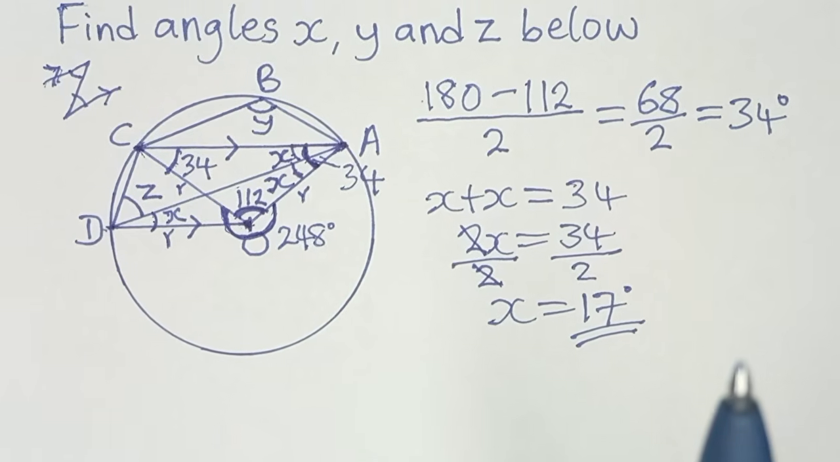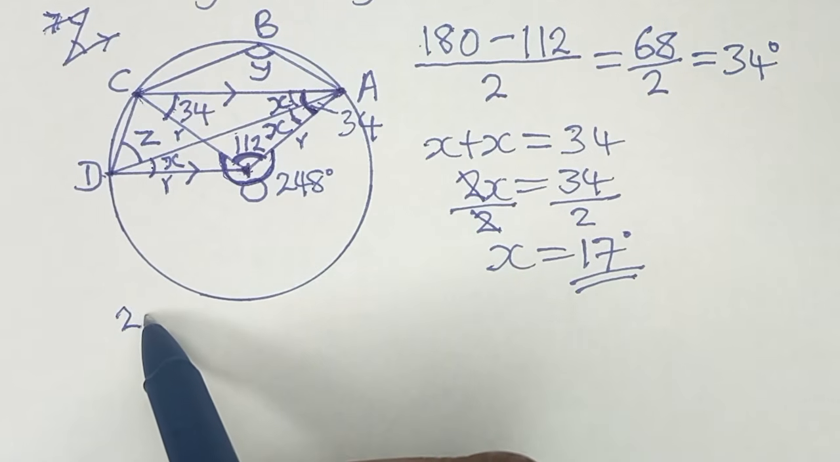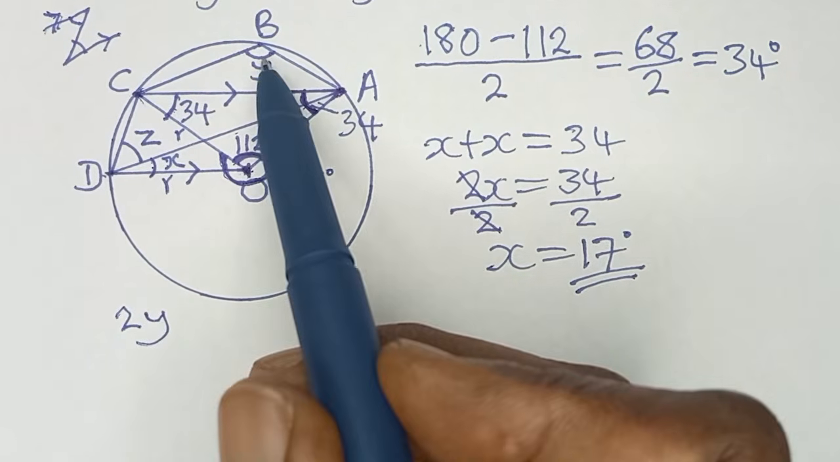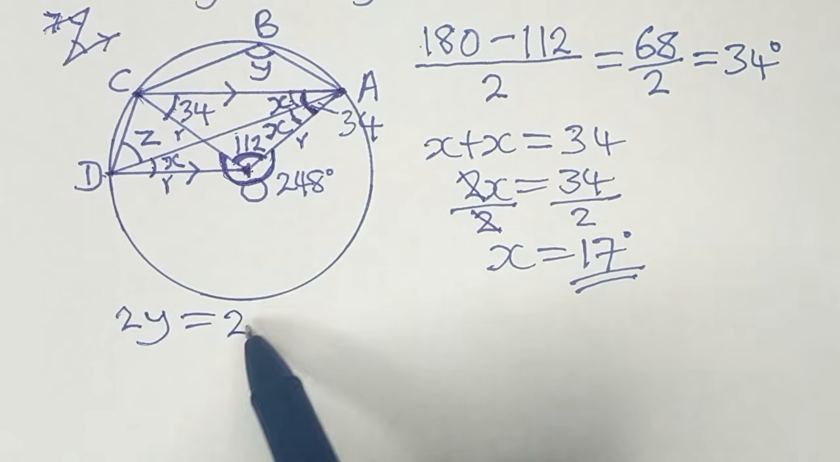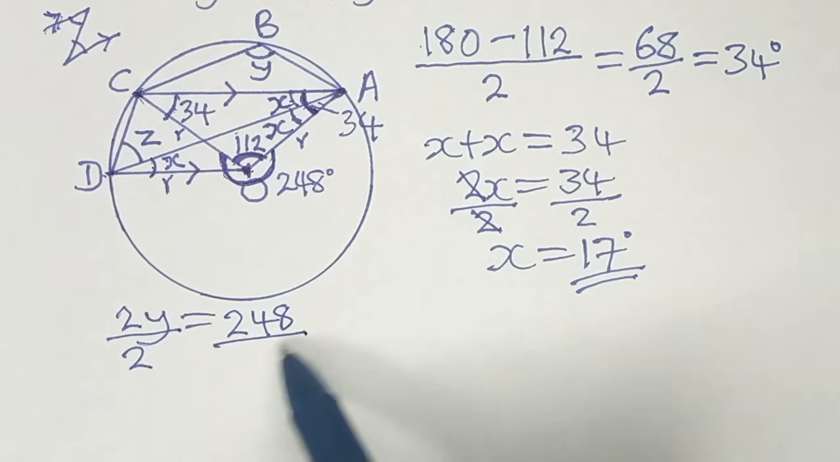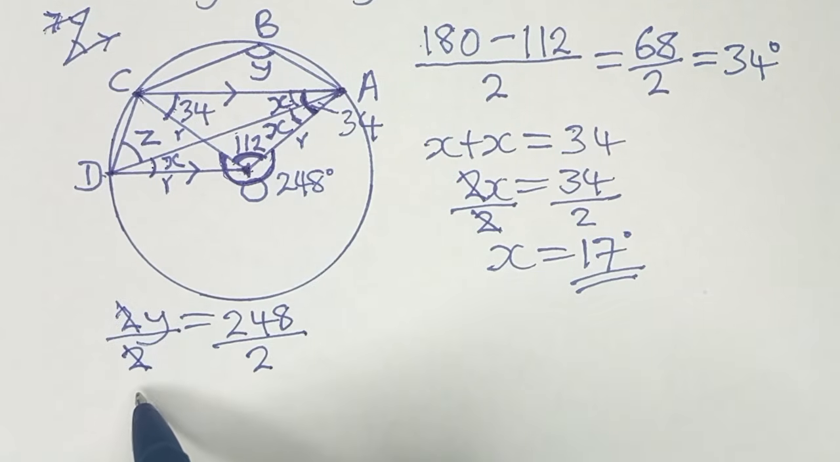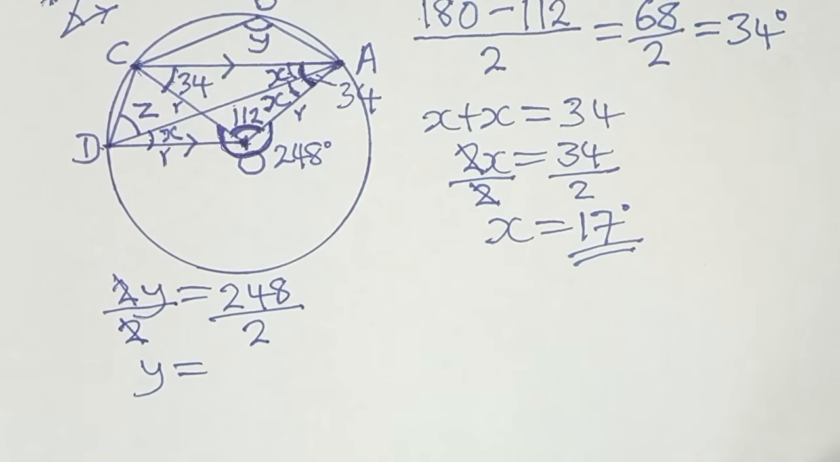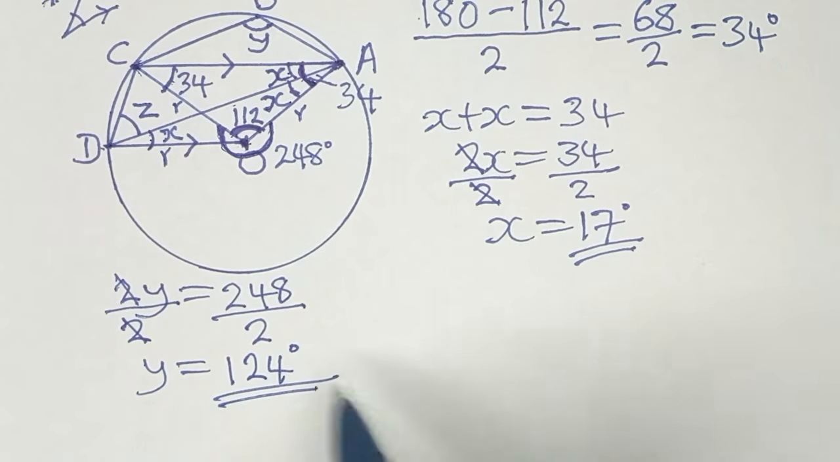So I can simply say that twice the one at the circumference, which is 2y, is equal to the one at the center, which is 248. So for me to get the value of angle Y, I simply divide both sides by 2. Then this cancels this, and that will give me angle Y as equal to 248 divided by 2, which is 124 degrees. So the value of angle Y is 124 degrees.